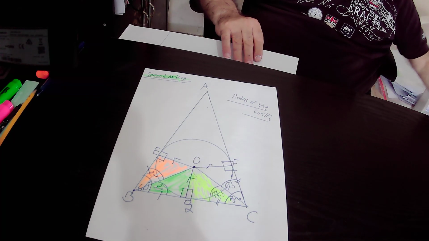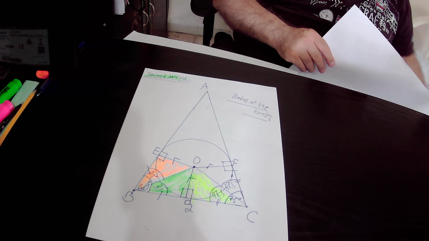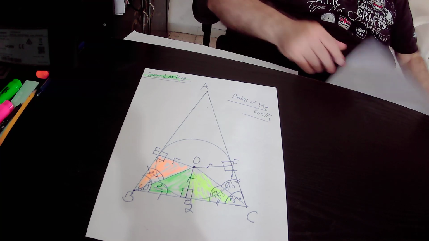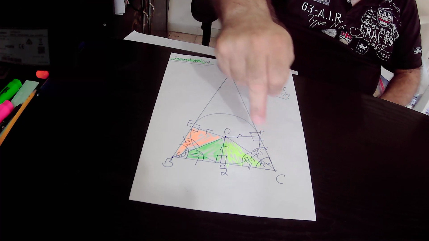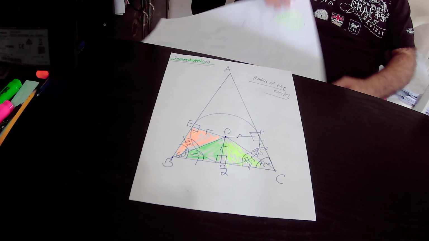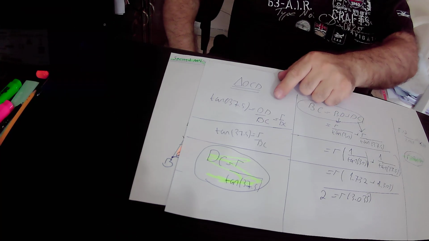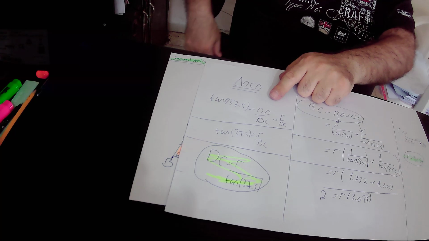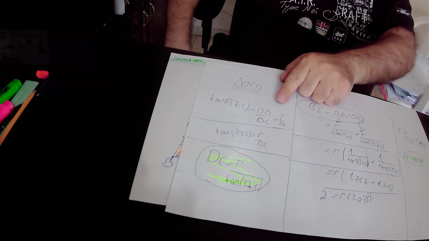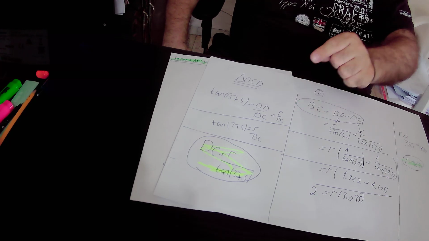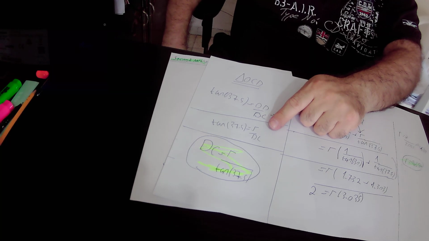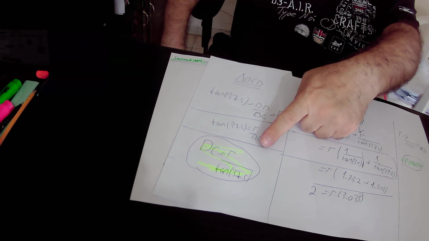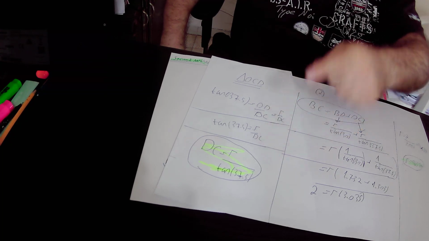Likewise, we focused on the yellow triangle ODC. In the yellow triangle ODC, tangent 37.5 degrees equals OD over DC. OD equals R, so tangent 37.5 degrees equals R over DC. We multiply this equation by DC and then divide by tangent 37.5 degrees, and therefore we found that DC equals R over tangent 37.5 degrees.